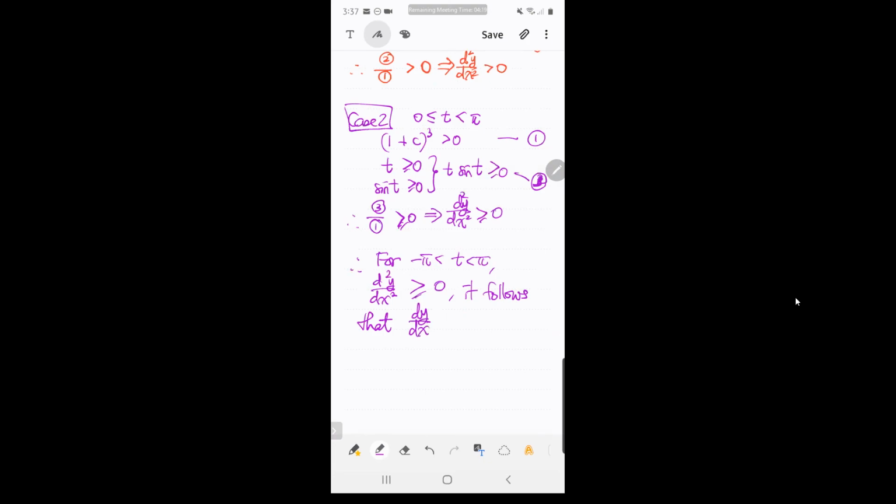What is the question again? It asks us to show that dy dx increases with x over the interval t in between negative pi to pi. So that is the end of the solution.